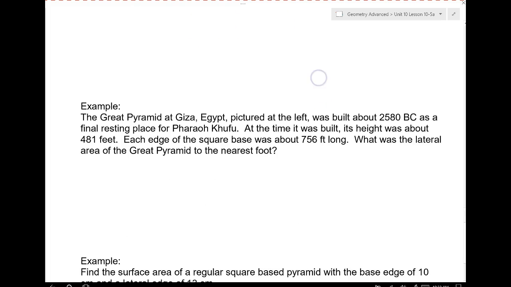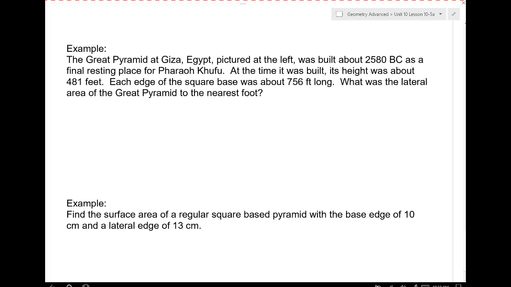All right, the next one. I like how it says it's pictured at left. Is it pictured at left? No, it's not pictured at all. So just cross that word out.